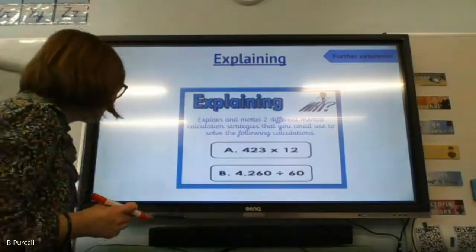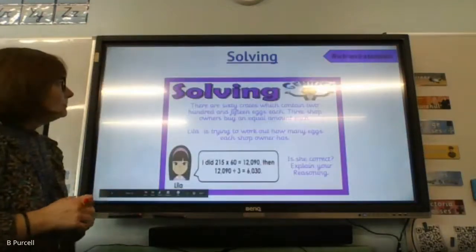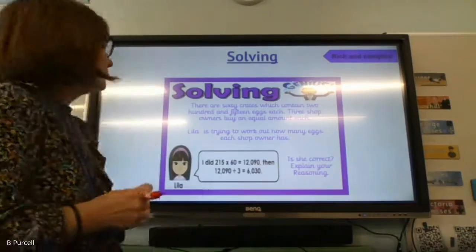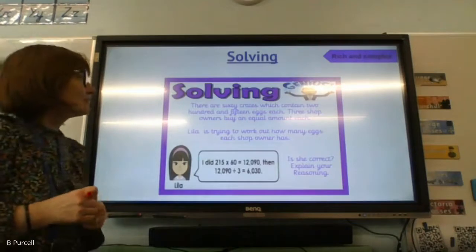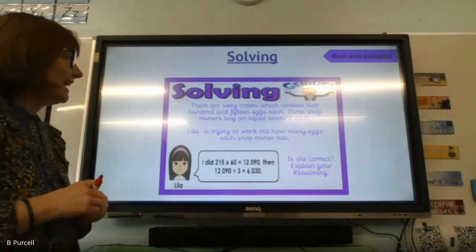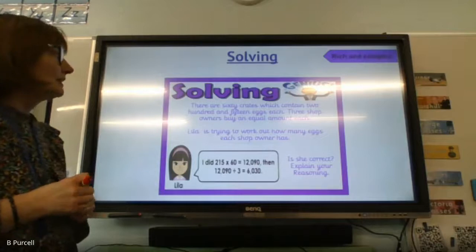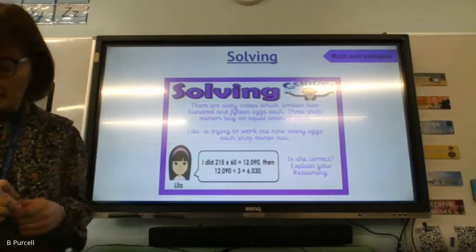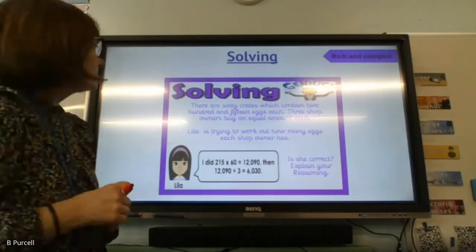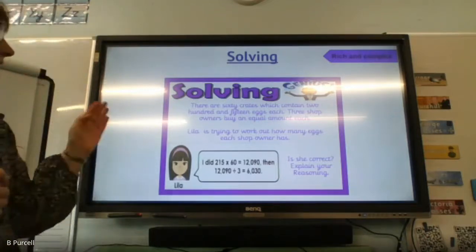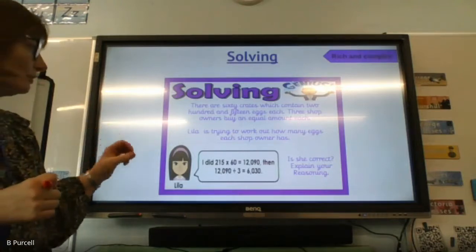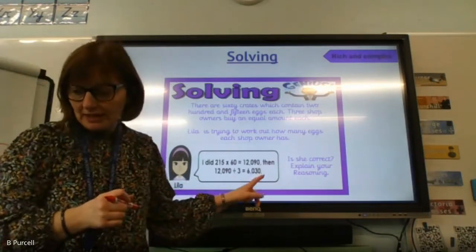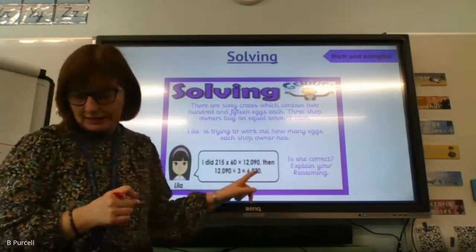Then if you make it to solving, you need to look carefully at the question. There are 60 crates which contain 215 eggs. 3 shop owners buy an equal amount of each. Okay, so you have to think about, Lila is trying to work out how many eggs each shop owner has. Okay, so it's showing you the calculation that she did.